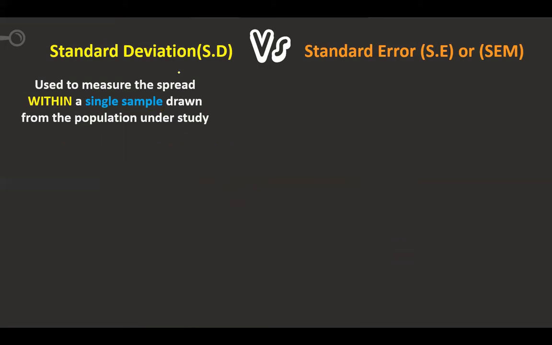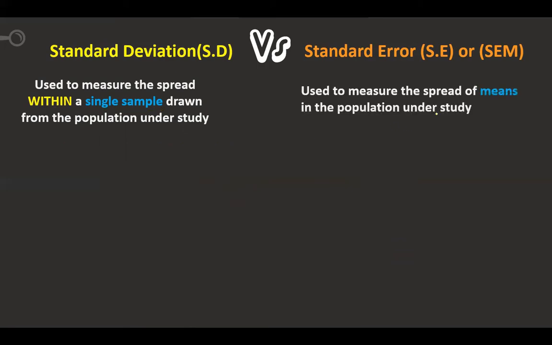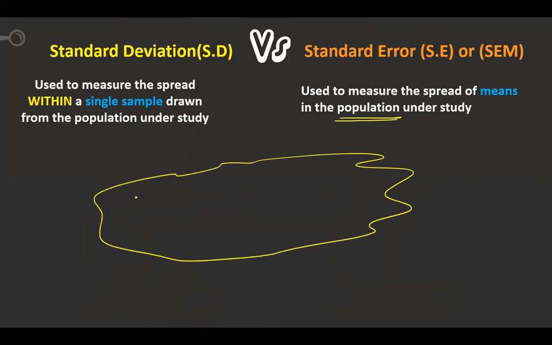Now, what is the standard error? It is used to measure the spread of means in the population. It's very, very important. Now I am concerned with the population. Here, I'll be having a sample 1. For this sample 1, I'll be having a mean.